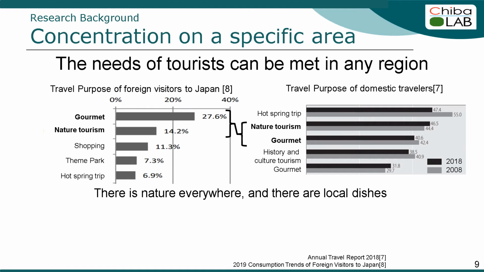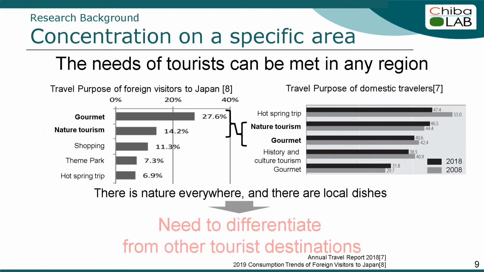In other words, there is a high possibility that tourism resources to attract tourists are slipping away just because they are not efficiently used in rural areas. Therefore, we will try to differentiate ourselves from other tourist destinations by finding and utilizing tourism resources found only in that area. I think that advertising this will lead to attracting tourists.